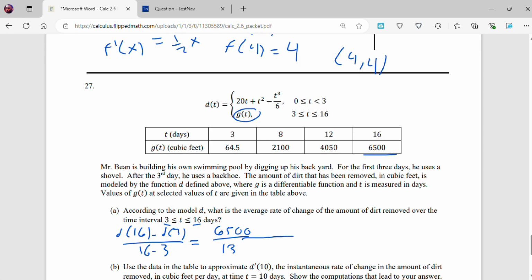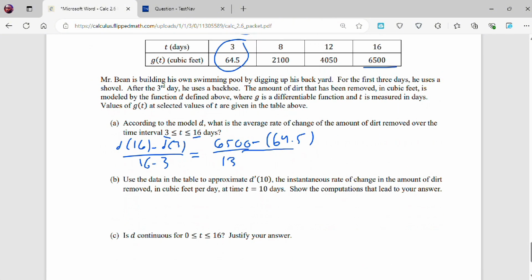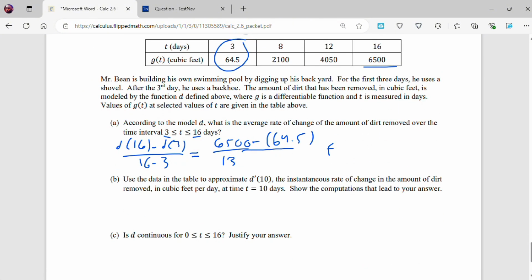And then D(3), well, we still have to do that part, but okay, minus. Now we have to see which part of the domain 3 falls on. So that still falls under g(t), right? Because 3 is not included in the top part of the piecewise function. So minus 64.5. And I am not going to simplify that. You get the point. And then don't forget to include your units. Feet per day. This is cubic, right?